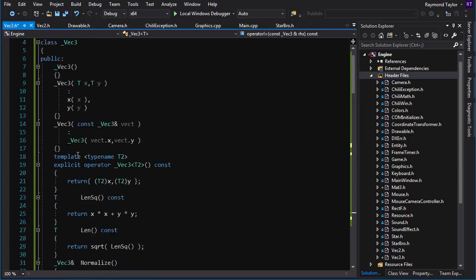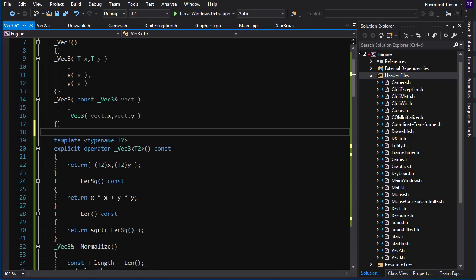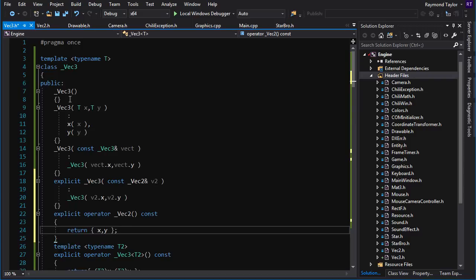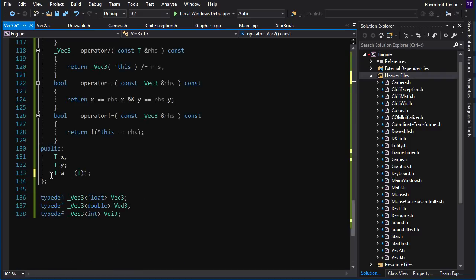Now I do want to be able to convert from a vec2 into a vec3 and vice versa. So we do that by doing a constructor that takes vec2, it's explicit, and we do a conversion operator so we can convert to vec2, also explicit, and just return x and y. So we can see here that vec3, its w parameter is set on construction and then it's never touched.